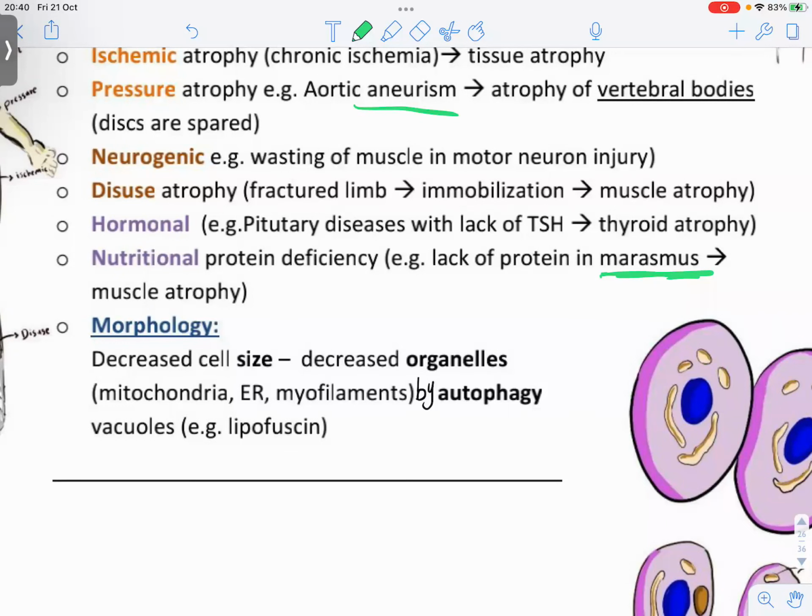Nutritional atrophy, like in severe protein starvation, like marasmus. In poor countries, they don't eat protein for a long time. So then we will start to get muscle atrophy.